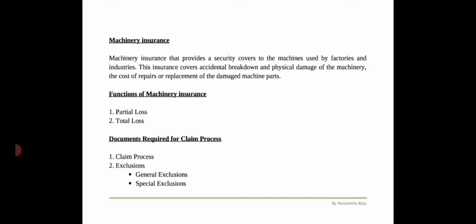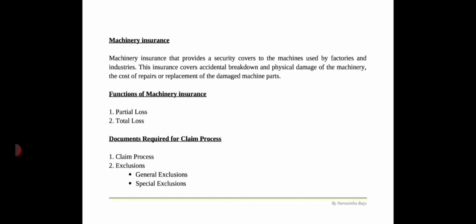Here, the policyholder must preserve all the damaged or defective parts in the machinery for inspection by the insurance company staff. And he must also provide complete documentary evidence to the insurance company and support the claim investigation process. Once the investigation report is successfully completed by the insurance staff and all the documents are verified by them, the insurance company triggers the claim settlement.